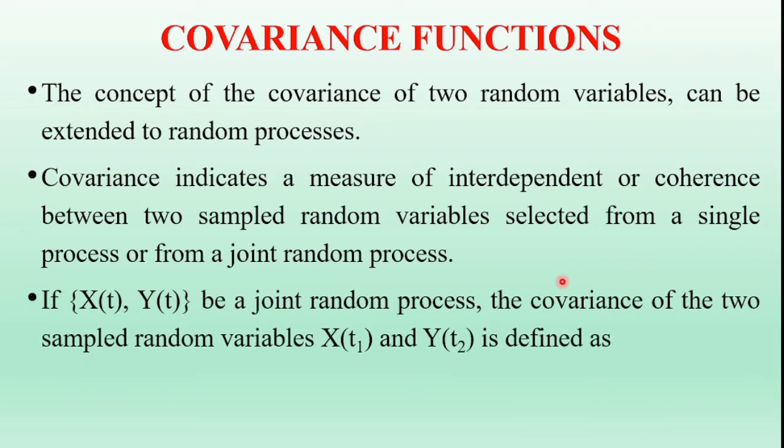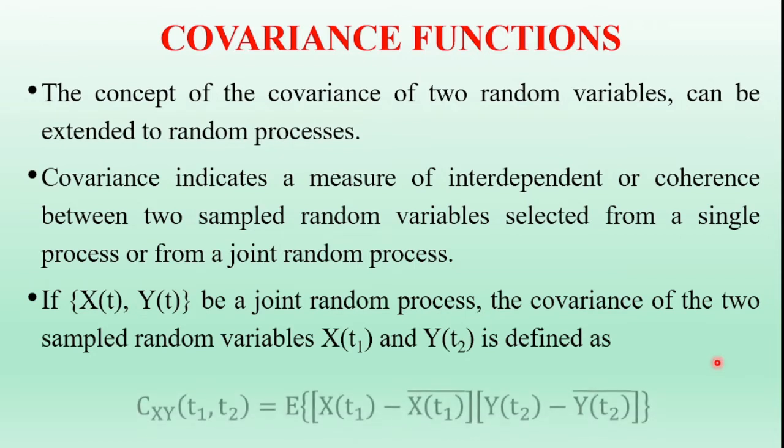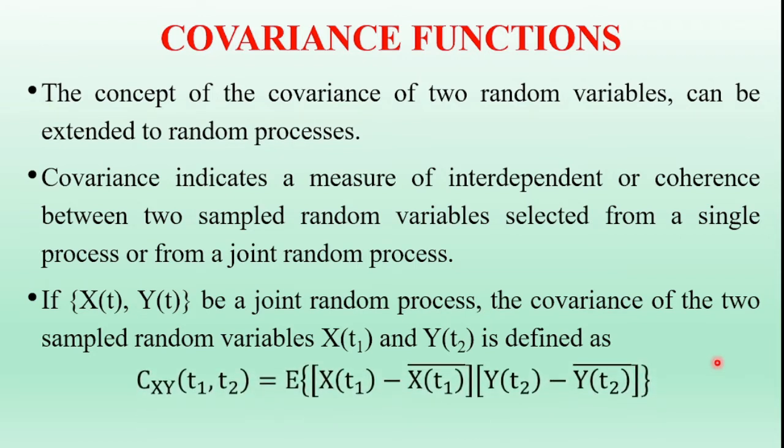So mathematically, if x of t comma y of t be a joint random process, the covariance of the two sample random variables x of t1 and y of t2 is defined as Cxy of t1 comma t2 is equal to expectation of x of t1 minus x of t1 bar into y of t2 minus y of t2 bar. Here x of t1 bar is the mean value of the random process x of t, and y of t2 bar is the mean value of the random process y of t.